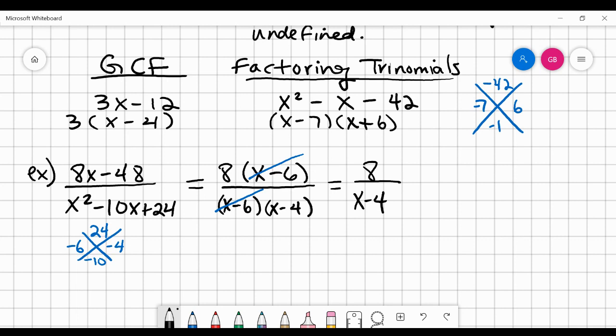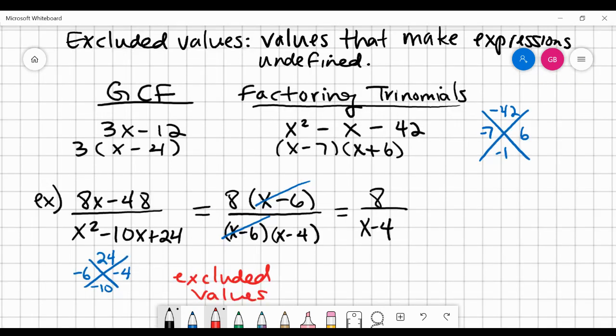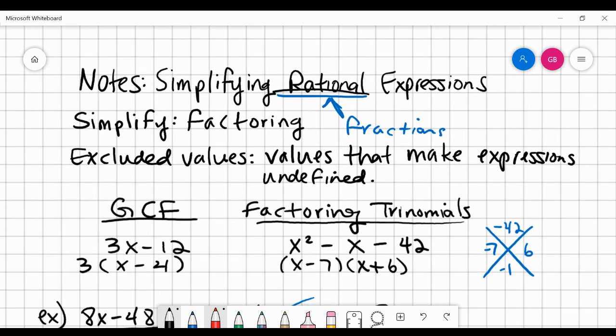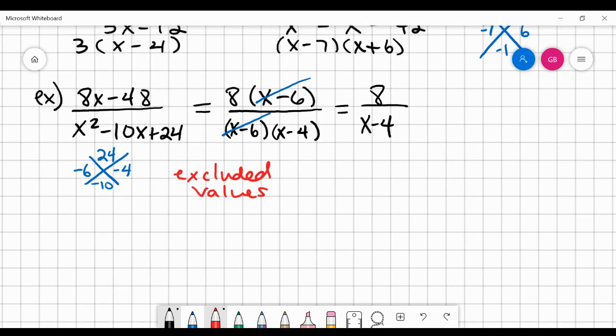Now for the excluded value. So remember, these are values that make the expressions undefined. And just as a reminder, what happens when you divide any number by 0? For example, 7 divided by 0. Undefined. It's an error. You cannot divide by 0.